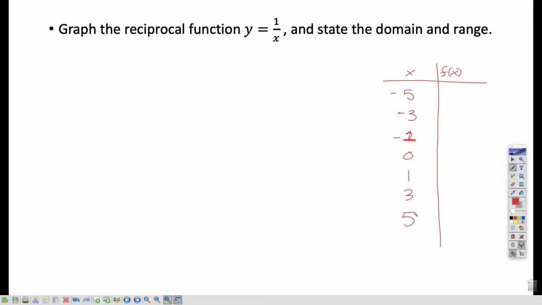So if I plug in -5, I get what? -1 over 5. So -1/5. And when I plug in -3, -1 over 3. -1. And 0? It'd just be 1 over 0. So that's just 0, isn't it? Can I divide by 0? No. It's undefined. You guys know why you can't divide by 0.